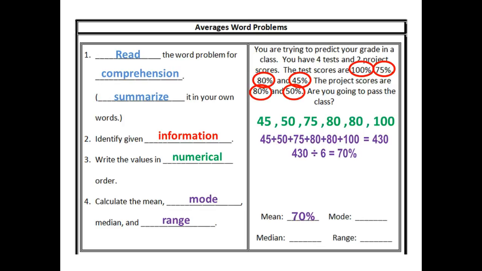Then I'm going to find my mode. So now that I have things in numeric order, I look for values that are next to each other. I see 2 sets of 80, so I'm going to put that 80% is my mode. None of the other values repeat, so I only have one mode.